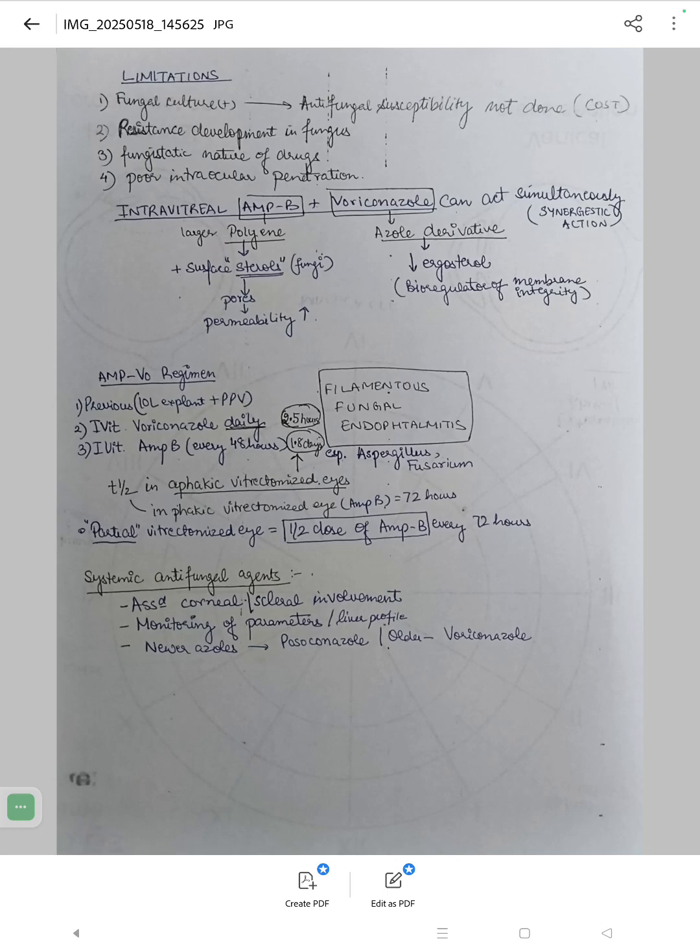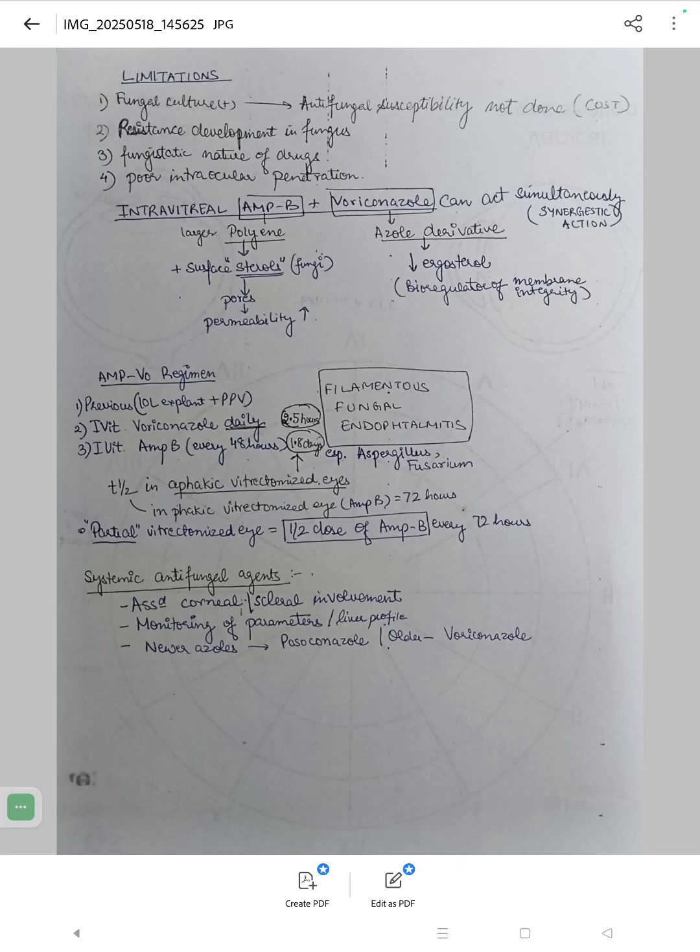In a partially vitrectomized eye, where not only the core vitrectomy is done and the peripheral vitreous is not removed, a half dose of amphotericin B every 72 hours can be given. What are the limitations when we consider this regimen? When the fungal culture becomes positive, antifungal susceptibility is often not done because of the higher cost. There is development of resistance to the present antifungals in the fungus. The available drugs are mostly fungistatic and not fungicidal, and there is poor intraocular penetration of the antifungal medicines, both systemically and topically.